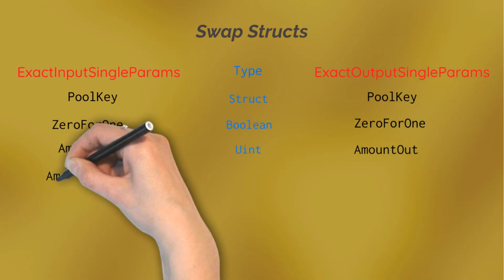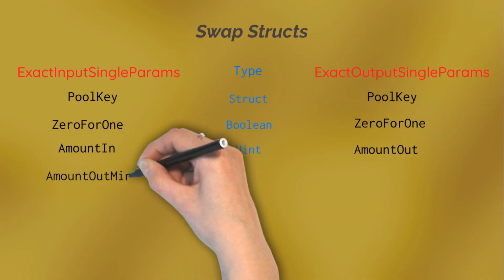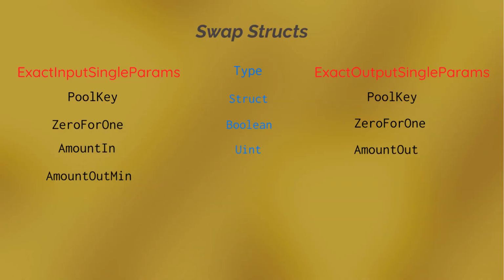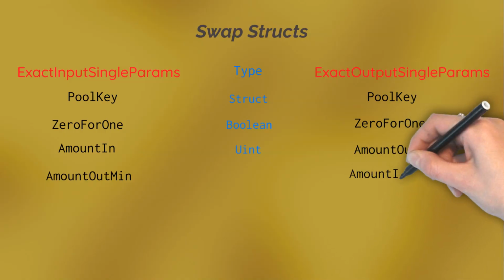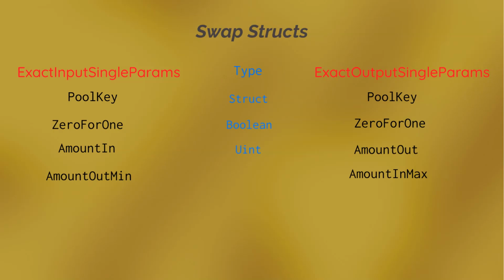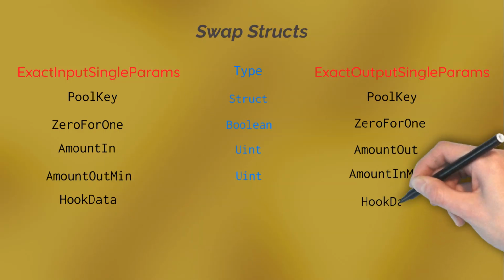Fourth common member is amount again, but in the opposite direction of the struct name. In the exact input struct, its purpose is to swap the exact amount of input token for above the minimum amount of output token, so we expect the minimum amount of output. On the other side, in the exact output struct, its purpose is to swap a maximum input for the exact token output, so we expect to give in the maximum amount of input token. Fifth common member is the hook data.